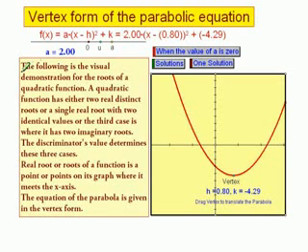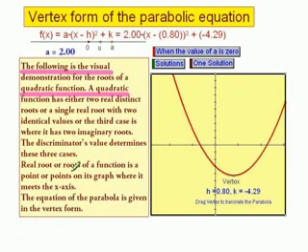The following is the visual demonstration for the roots of a quadratic function. A quadratic function has either two real distinct roots, or a single real root with two identical values, or the third case is where it has two imaginary roots. The discriminant's value determines these three cases.